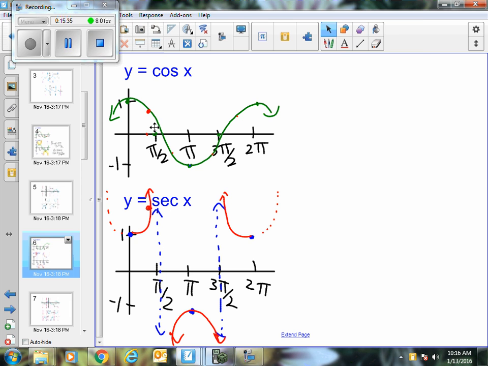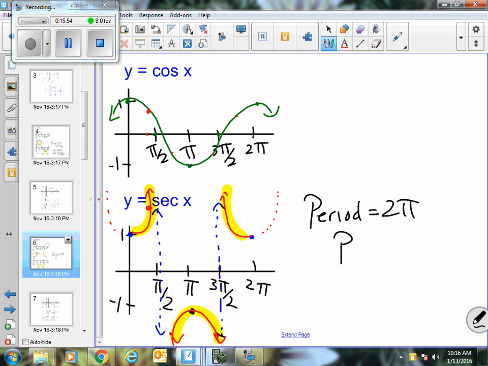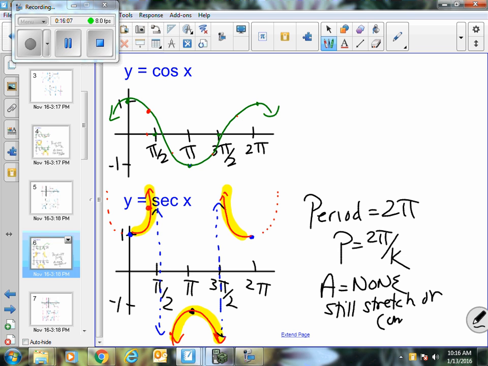So this parent graph looks a little bit goofy to people, but if you want to keep it the same from 0 to 2 pi, like your cosine graph, you really get half a parabola shape, the one opening down, and then the other half opening up. So the period, once again, is 2 pi. So the period formula would be 2 pi over k. And once again, amplitude, you really got to say none because there's no top or bottom, but you can still stretch or compress. And we will see that when we do some of our sample graphs here in just a second.